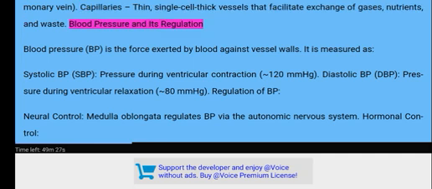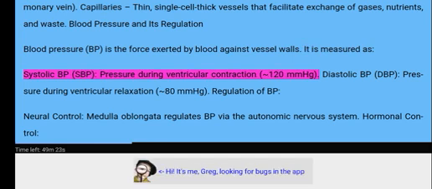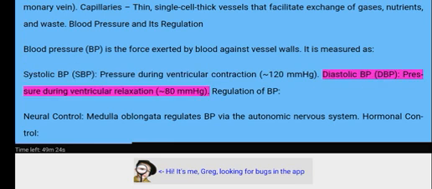Blood pressure and its regulation. Blood pressure, BP, is the force exerted by blood against vessel walls. It is measured as systolic BP, SBP, pressure during ventricular contraction, approximately 120 mm of mercury. Diastolic BP, DBP, pressure during ventricular relaxation, approximately 80 mm of mercury.